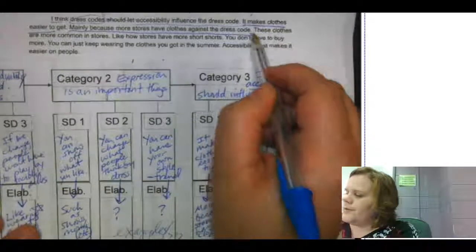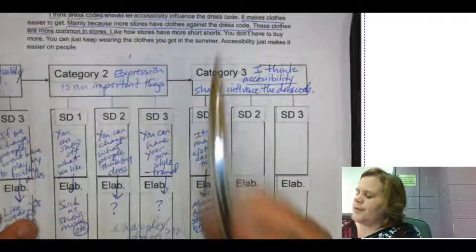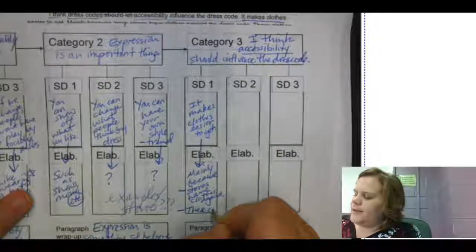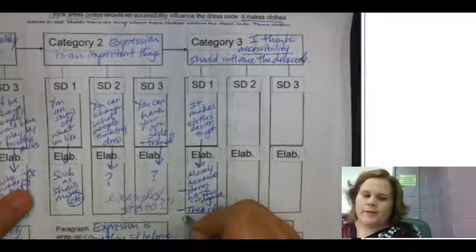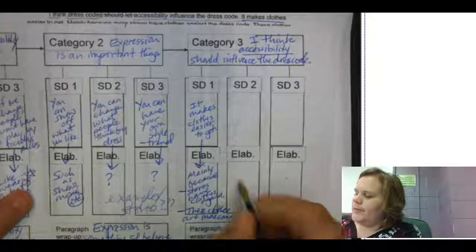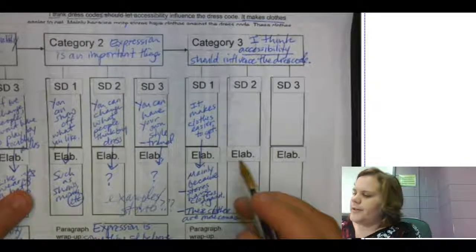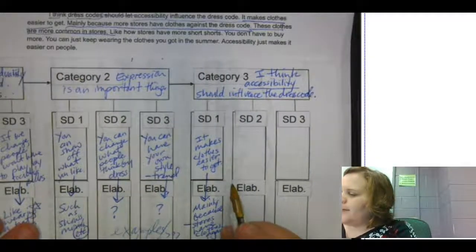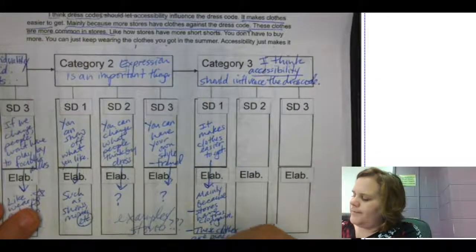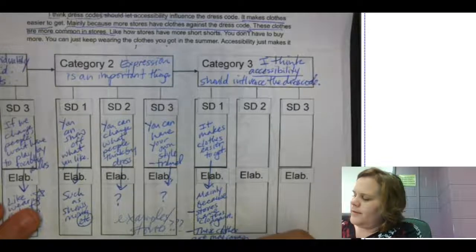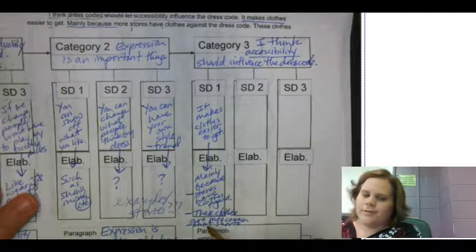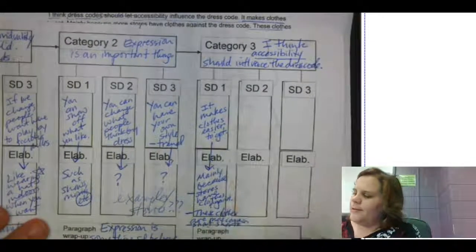These clothes are more common in stores is really just elaborating again what I just said. These clothes are more common. Still talking about common clothes. So that goes right there. Like how stores have more short shorts. That's still right here. Because I'm still talking about it being easier to get. I said close, more close, close. That's all still one detail.